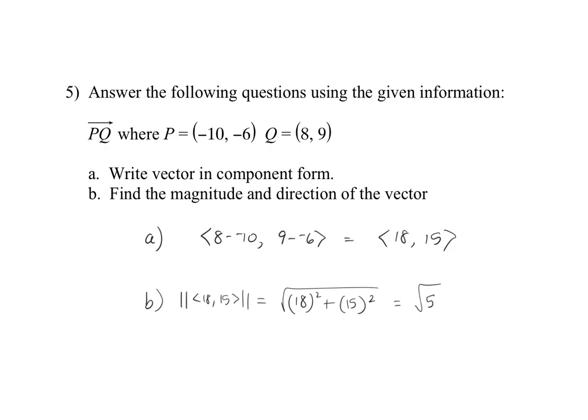This is 549. And this simplifies to 3 square roots of 61. The direction, and we can keep this in degrees. This is 39.81.